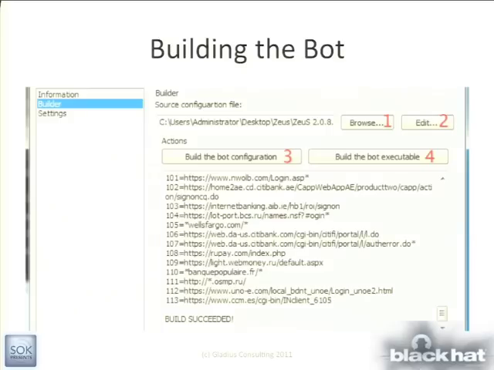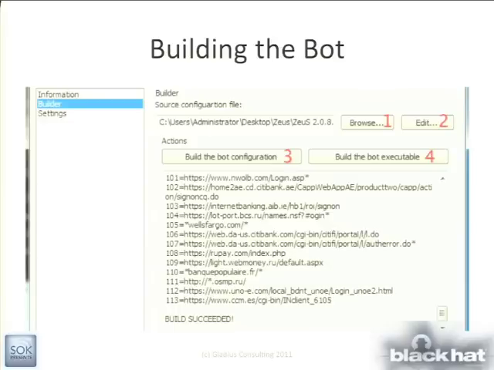The building of the bot is very simple. It's 1, 2, 3, 4. We're going to run through that one. So first of all, we figure out where our config file is. Then we're going to edit it, and we're going to probably change a couple of things. Build a bot configuration, which we can call anything we want. Bin is the normal suffix, but you can make it JPEG or something where it becomes quite innocent. And then you build a bot executable, which generally ends in EXE. And then you're pretty much good to go.